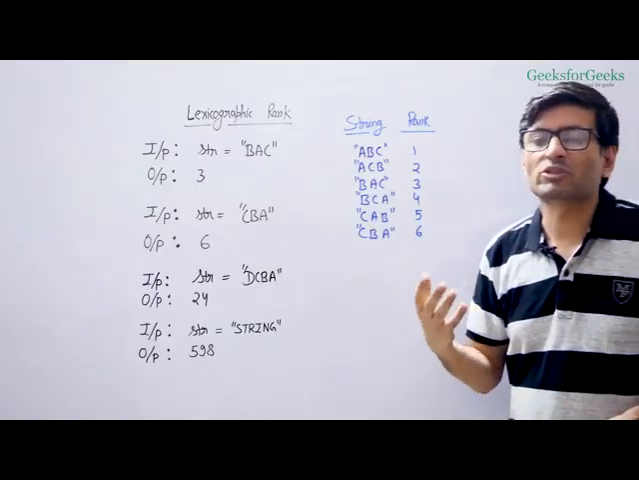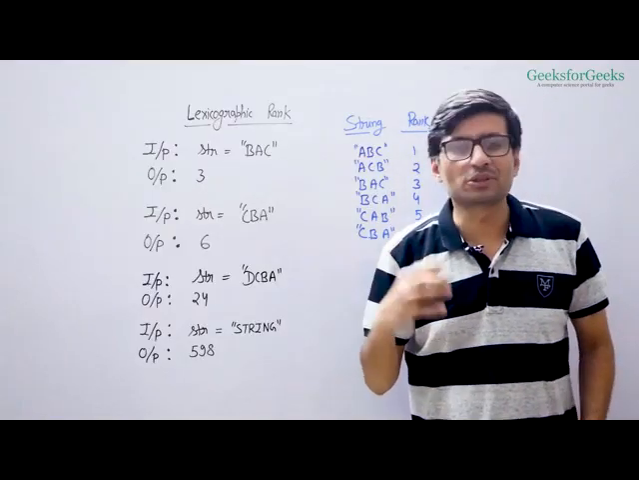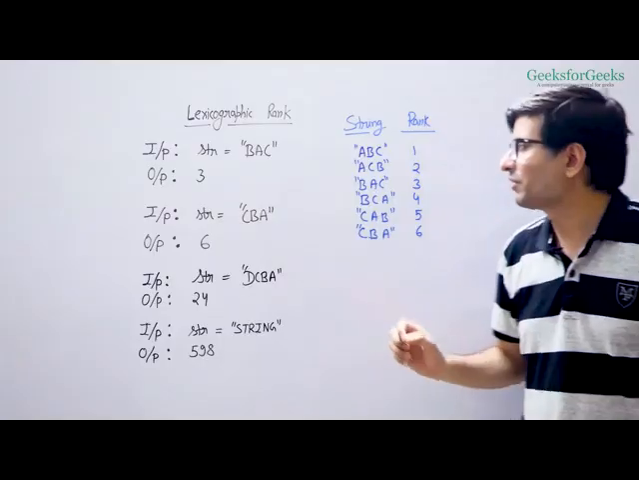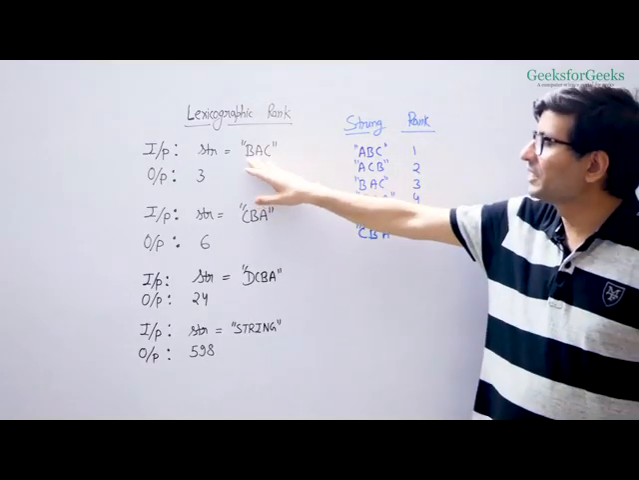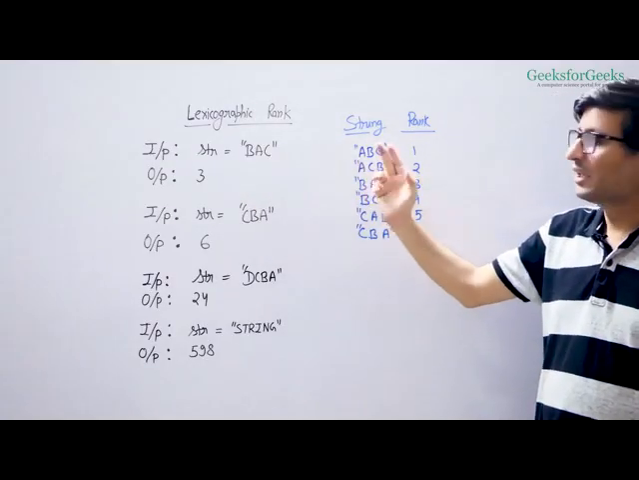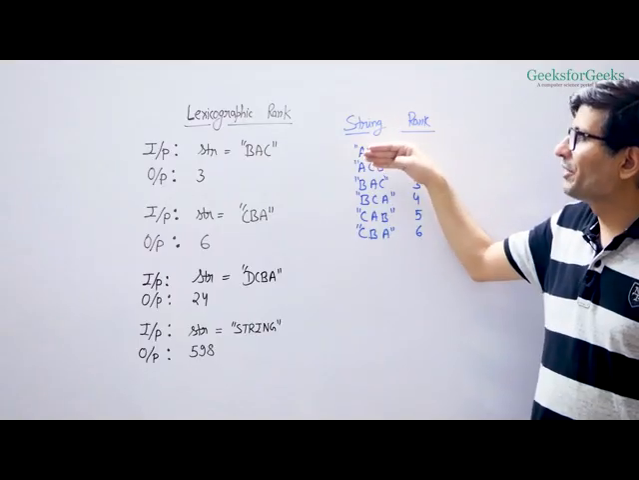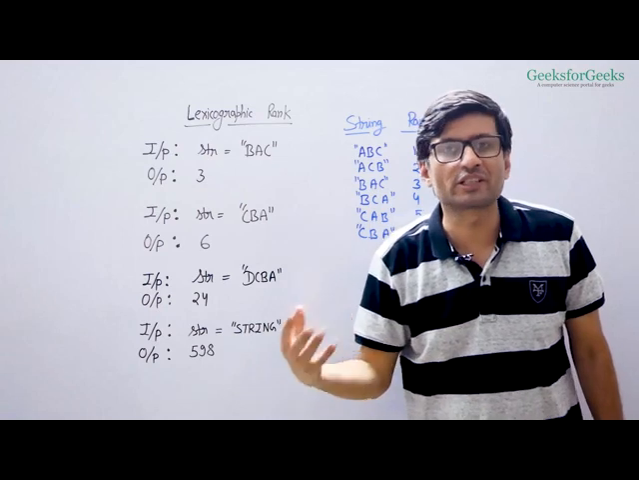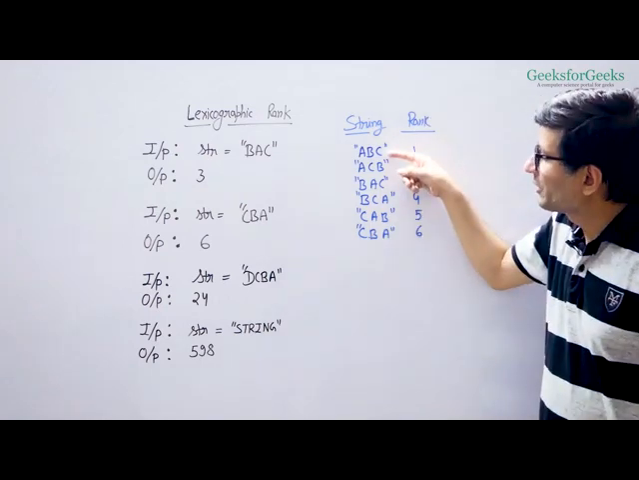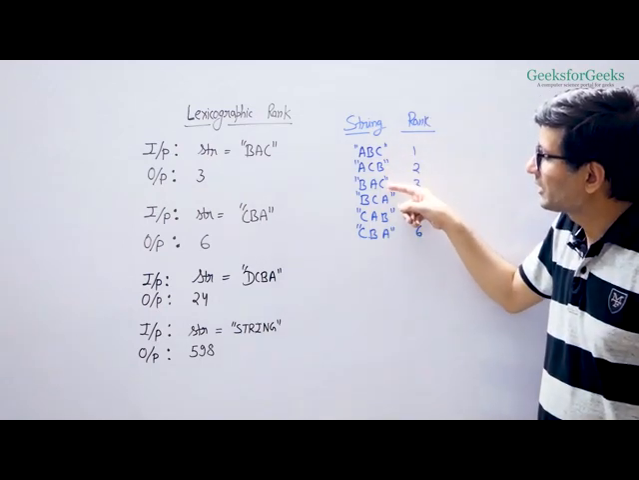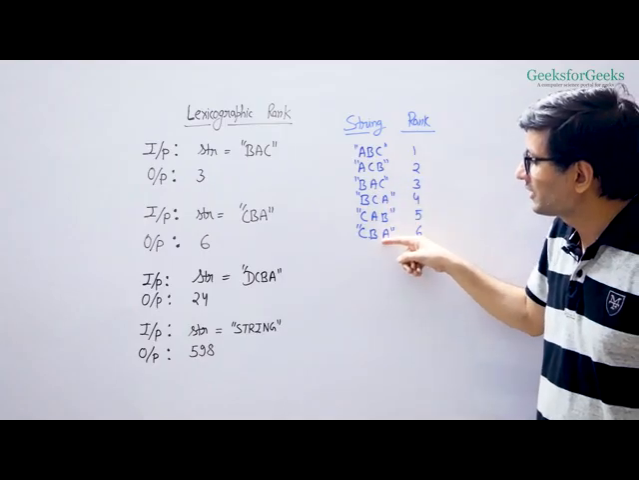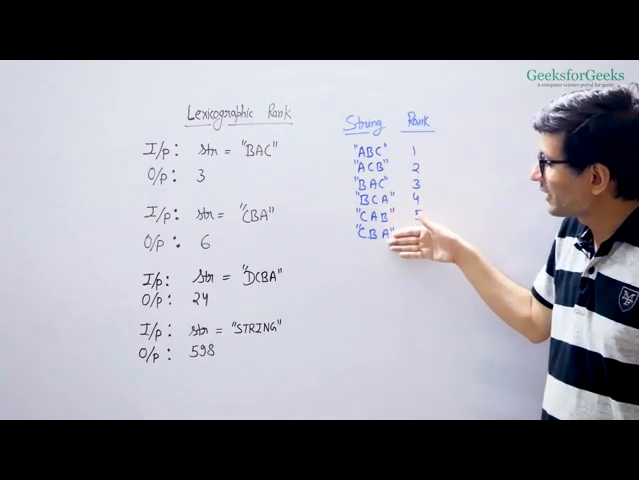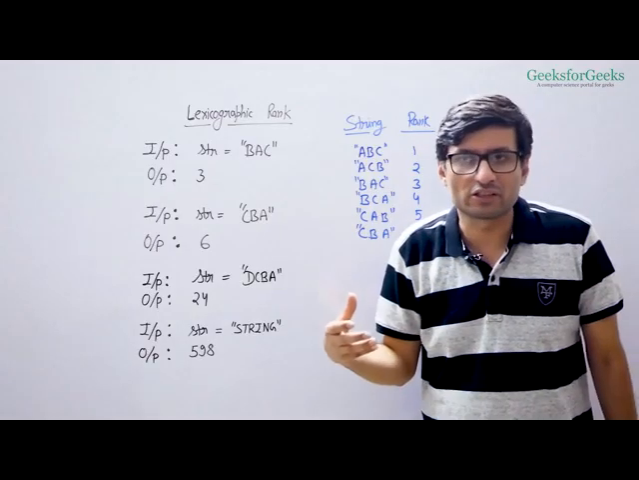To find the lexicographic rank of BAC using pen and paper, we first sort all the characters of BAC, so we get ABC. Now we generate all permutations of these three characters in lexicographically increasing order. So the first permutation is ABC, second is ACB, third is BAC, then BCA, CAB and CBA. All these permutations are written here in lexicographically increasing order.